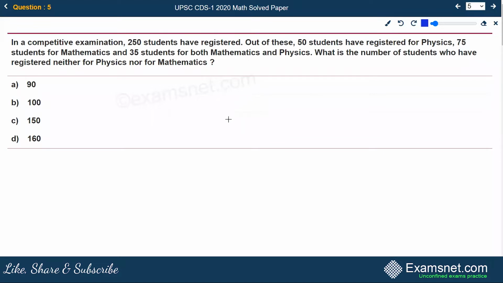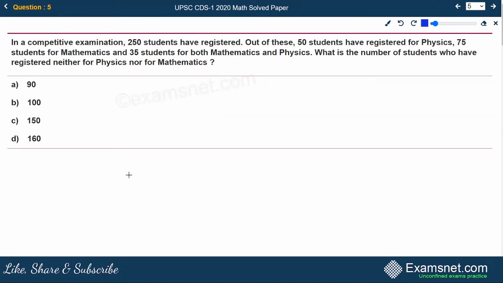In question number 5, we are given that in a competitive examination, 250 students have registered. Out of this, 50 students have registered for physics, 75 students for mathematics, and 35 students for both mathematics and physics. What is the number of students who have registered neither for physics nor for mathematics? So here we are going to use the Venn diagram concept.